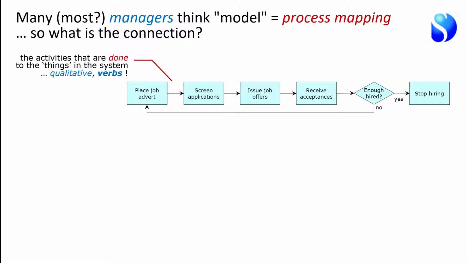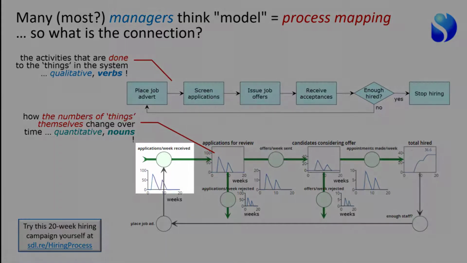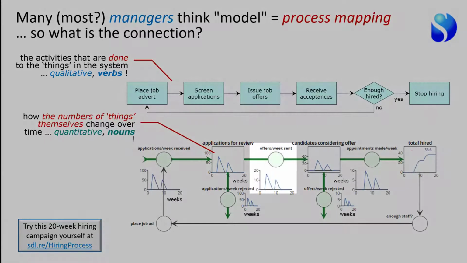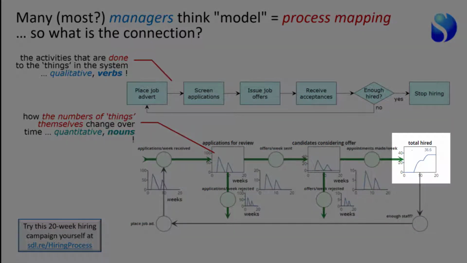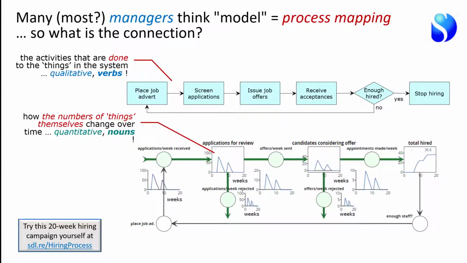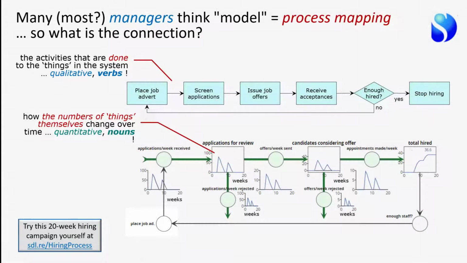They are things that people or groups actually do. Now here is a matching system dynamics model of exactly the same process. And the difference here is that you're looking at the stocks and flows of applications received, applications for review, offers sent out, candidates considering the offer, appointments being made, and we're accumulating the total number of staff hired on the right-hand side. As in the process map, we check if we've got the staff we want, and if we haven't, we go back round and place another job advertisement.